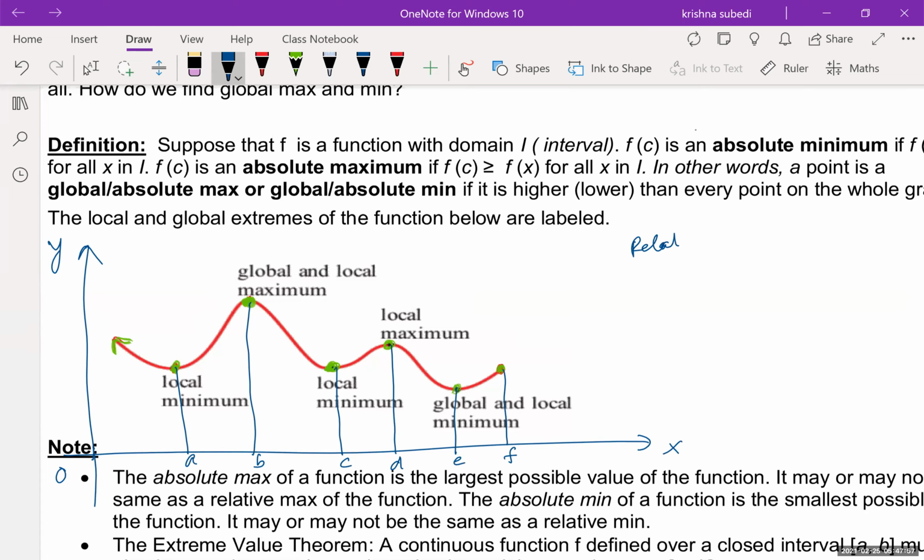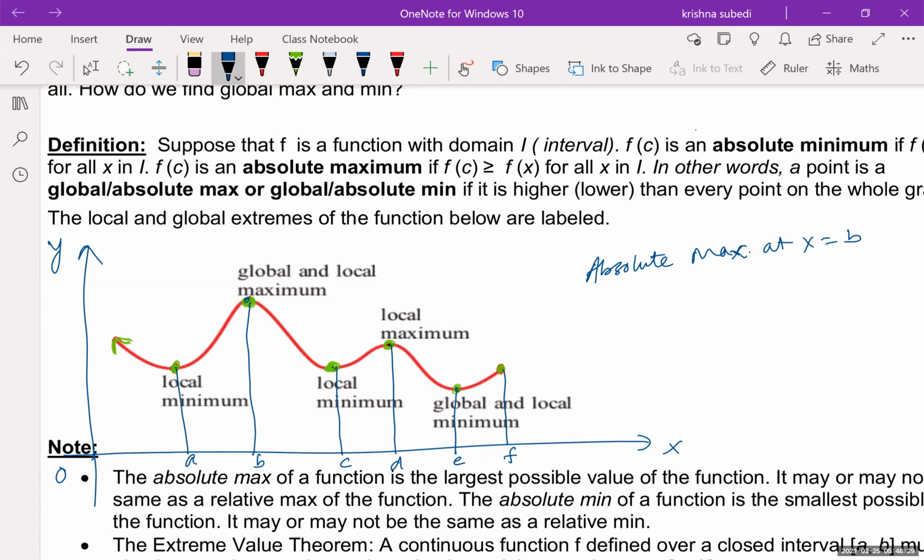Now, you know the relative minimum and maximum. I think we already discussed that. We are talking about absolute maximum. So for absolute maximum, out of all these points, which one is the real maximum point? As you can see, it occurs at x equals b. That is called the global or absolute maximum at x equals b.